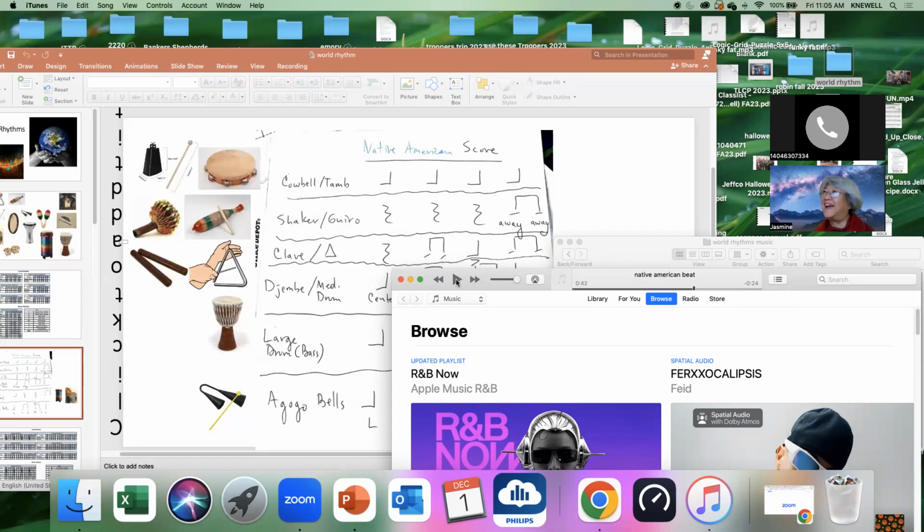Okay, the next one, we've got the clave or the triangle. I'll do the claves. So we've got our little claves here. And on this one, we're resting on 1. We're playing on 2 and 3, 4 and. So it's going to be like rest, rest, 2 and 3, 4 and. So with the music.